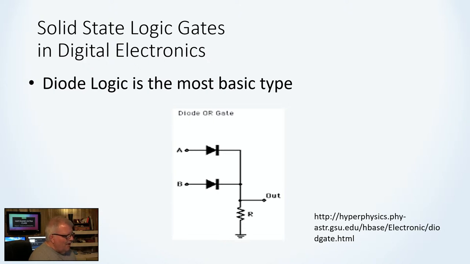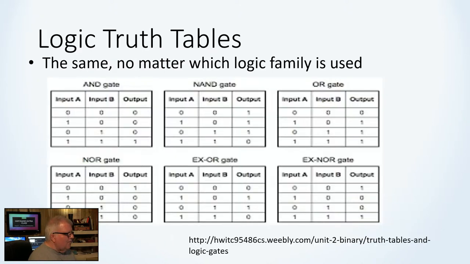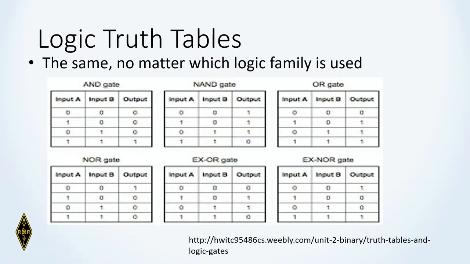The most basic kind of logic gate can be done with even just diodes. 5 volts in here on the A will give you 5 volts out here. Or 5 volts in through the B will give you 5 volts out here. So diode logic is very basic. No matter what kind of logic you're using, whether it be switches, diodes, or gates, they'll all have truth tables.